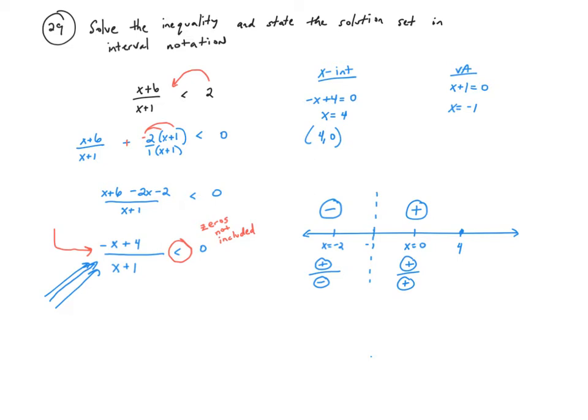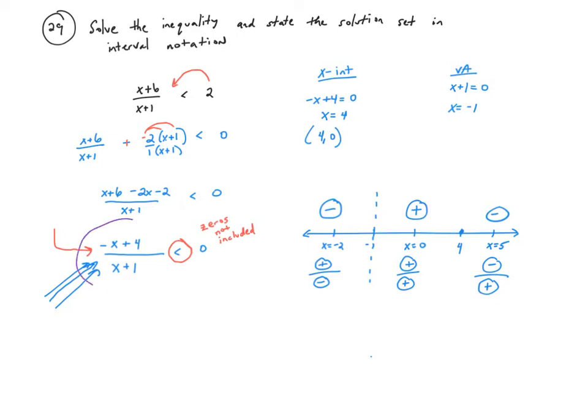Now we need a test value that's greater than 4. We can choose x equals 5. When we plug in 5 we'll get a negative number in the numerator and a positive number in the denominator. Negative divided by positive is negative. So the function takes on negative values when x is greater than 4.